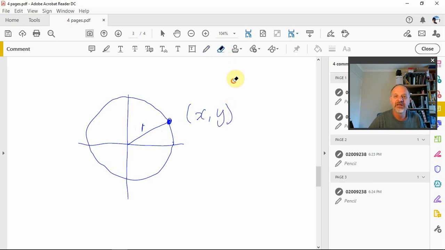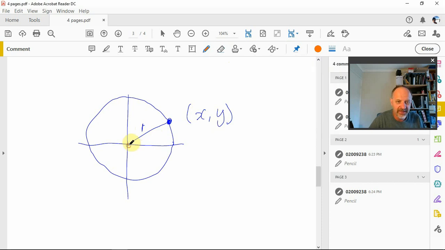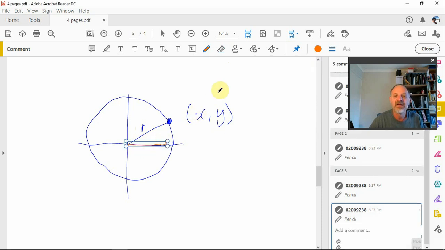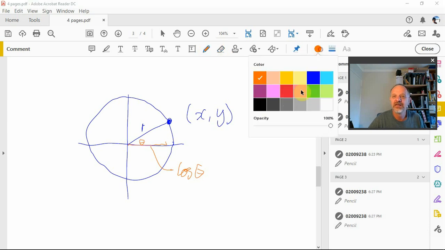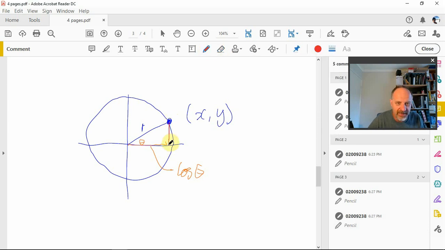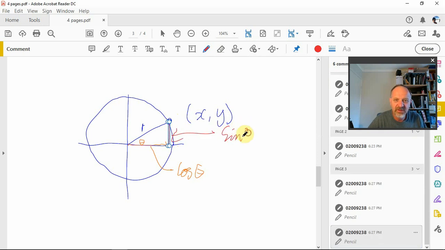Let me change my color. Then this length there is our cos theta, and there's our theta in the middle. Let me change colors again, and this length down here is our sine theta, and of course there's a right angle there always. So that's for our unit circle.